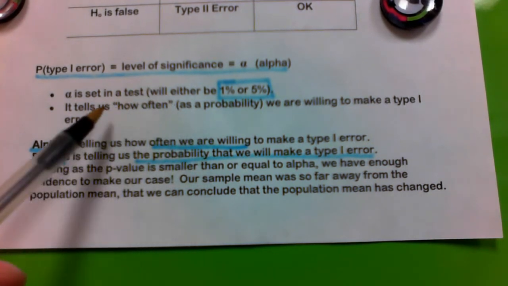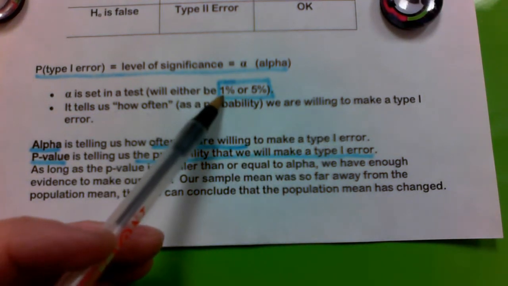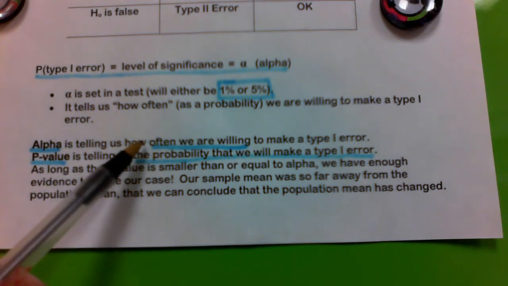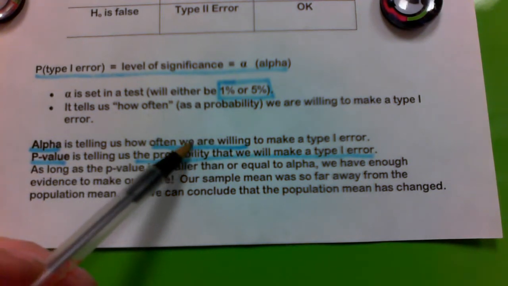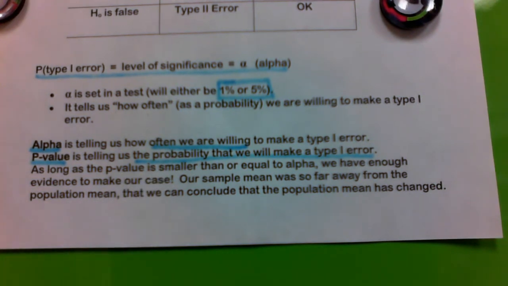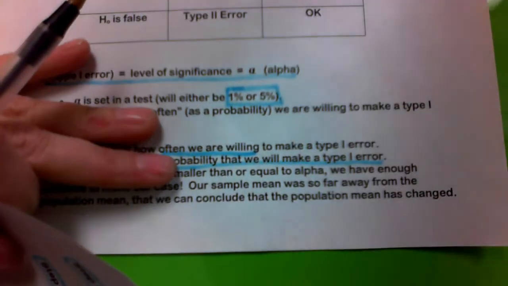Now, what this tells us is how often we're willing to make a mistake. Am I willing to make a mistake 1% of the time or 5% of the time? So that's the difference between alpha and p-value. Alpha is how often we're willing to make the mistake, and p-value will tell us the probability that we will make that error. So then that would lead us to step 4.